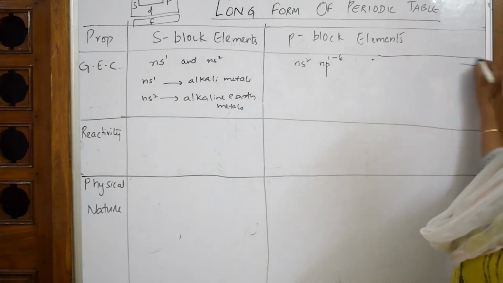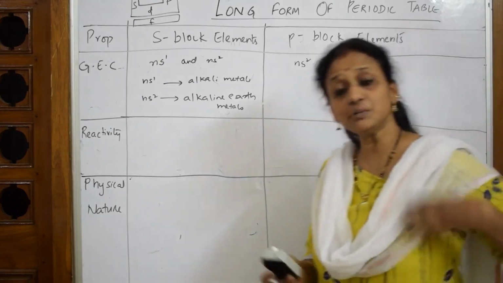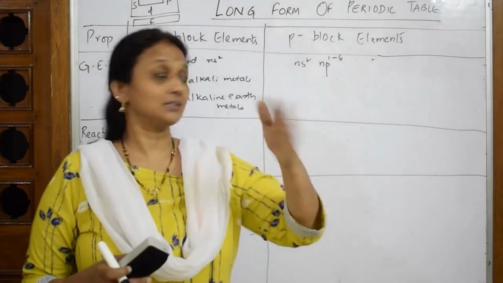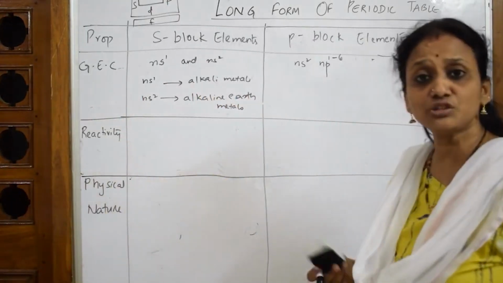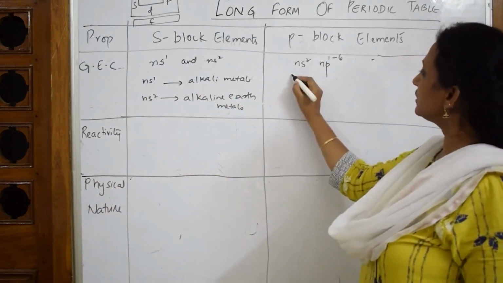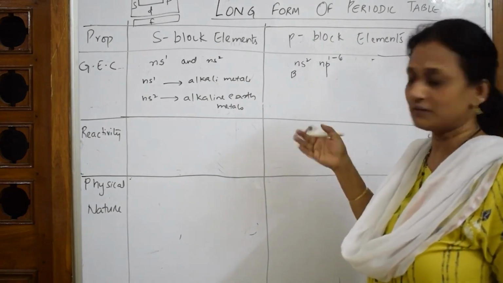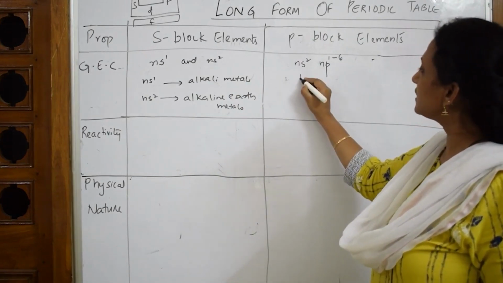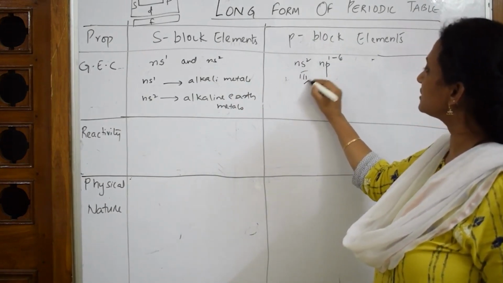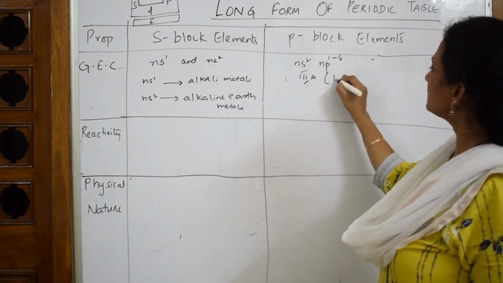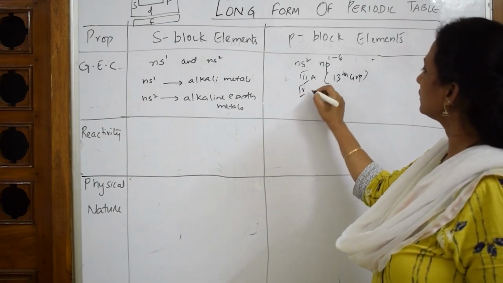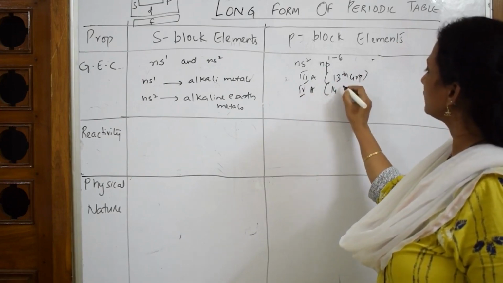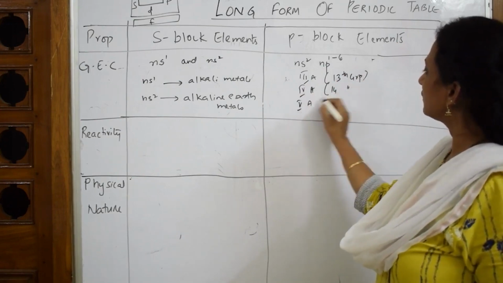Now where does it start in the periodic table? It starts here, named group 13. It goes from the 13th to the 18th group, isn't it? Right. So boron, the 13th group, is called 3A. 3A means the 13th group. Then 4A is 14th, 5A is 15th.